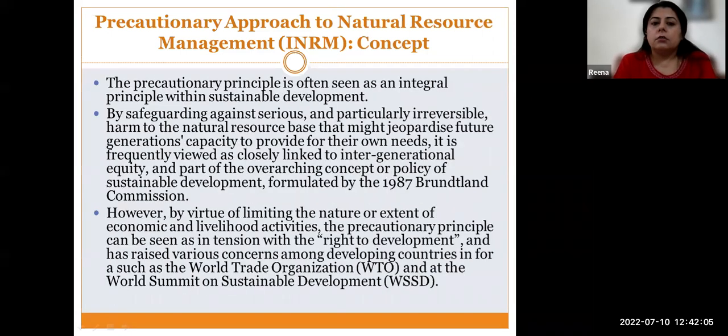Okay. So in international projects also, you have a precautionary approach, you have safeguards, you have environmental safeguards, you have social safeguards, you have gender mainstreaming safeguards, gender safeguards. So all these issues are introduced under safeguards for serious and particularly irreversible harm that can be caused to natural resources, so that we don't have to jeopardize our future generations' capacity to provide for their needs. Okay, so again, it was formulated in the Brundtland Commission, and it was by virtue of limiting the nature or extent of economic and livelihood activities. It was recognized by the World Trade Organization as well.